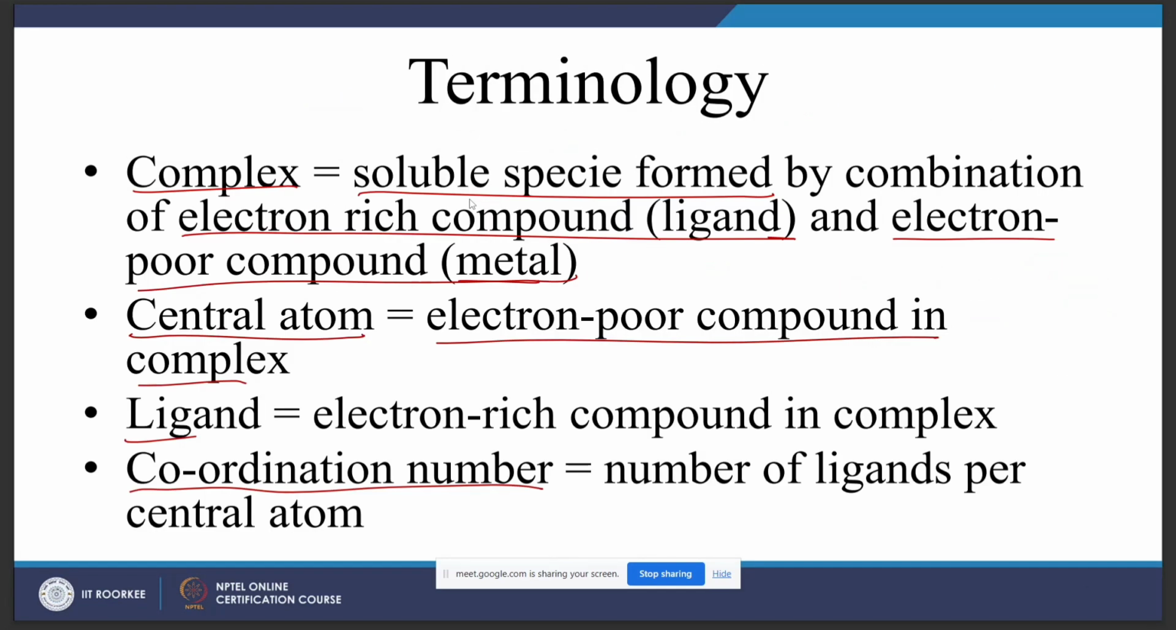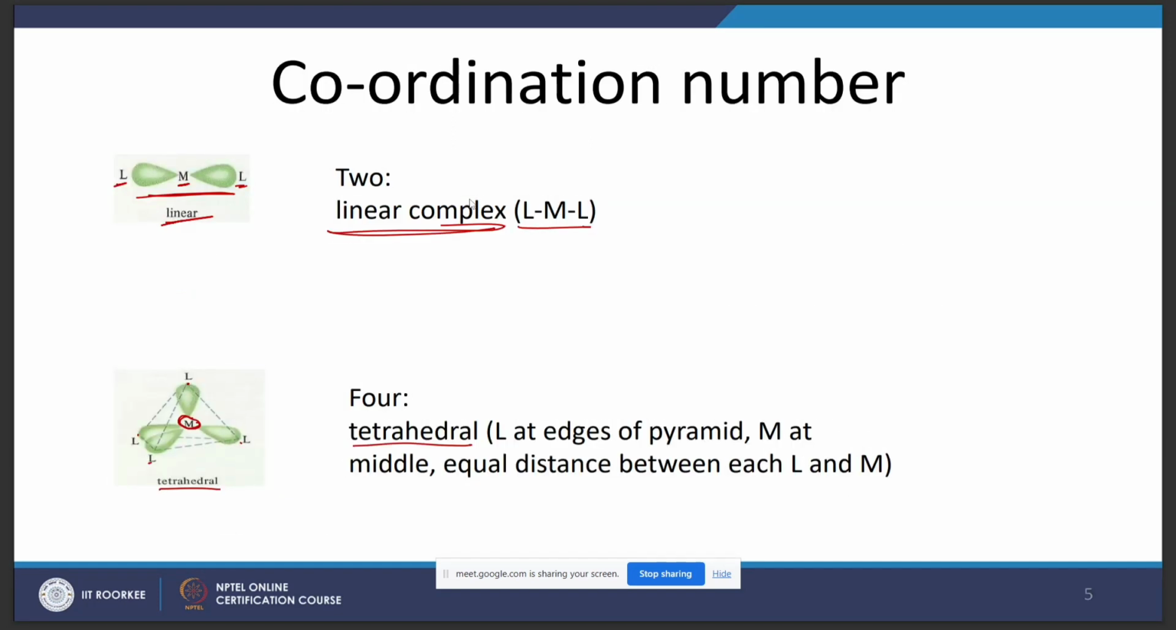Next, these are some of the terminology: what is a complex, what is the central atom, and what is the ligand. The central atom is the atom which is electron poor in the complex. It will have a deficiency of electrons, and the ligands are electron rich compounds, so there is a sharing between the central atom and ligand. Next is coordination number. It is the number of ligands per central atom. If there are two ligands, L is for the ligands and M is the central metal, so this is a linear complex.